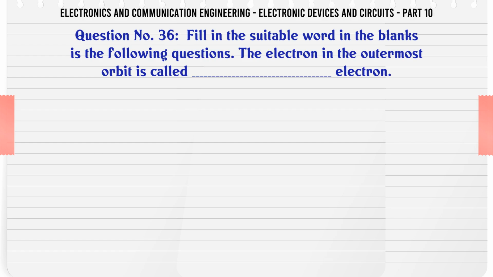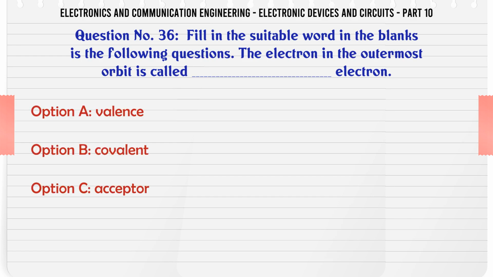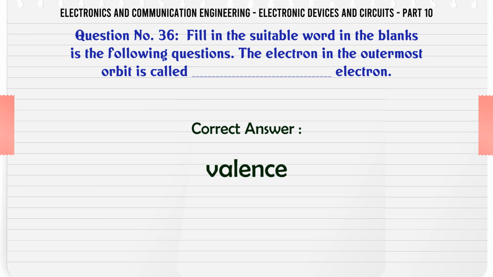Fill in the suitable word in the blanks in the following questions. The electron in the outermost orbit is called the blank electron. A. Valence. B. Covalent. C. Acceptor. D. Donor. The correct answer is valence.